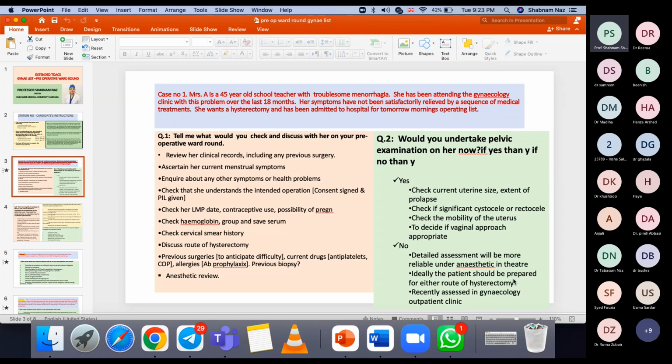Current medications: might be she's taking insulin or warfarin or Clexane, so bridging thromboprophylaxis may be switched, or antiplatelet agents may be stopped. Ask for allergies, some antibiotic. Prophylactic antibiotic has been given for the surgery, so might be she is allergic. Any previous biopsies, right?